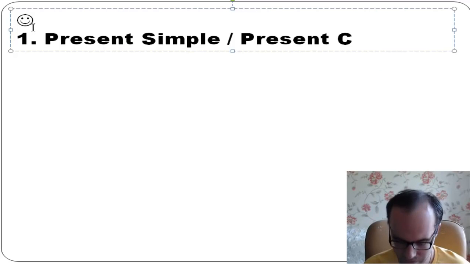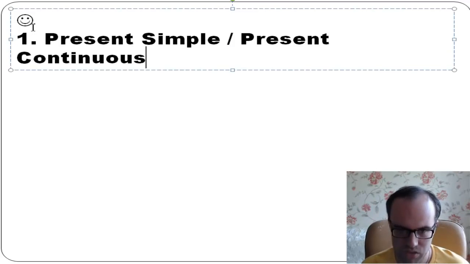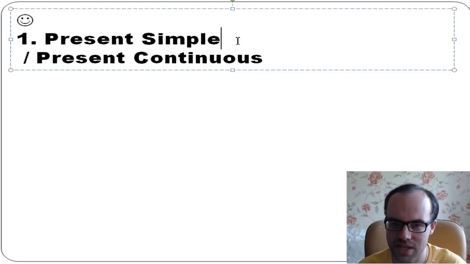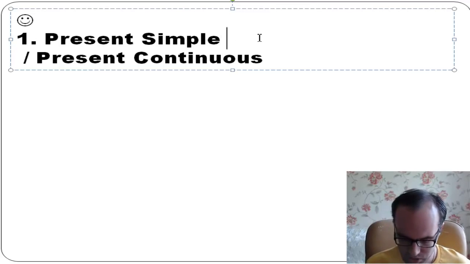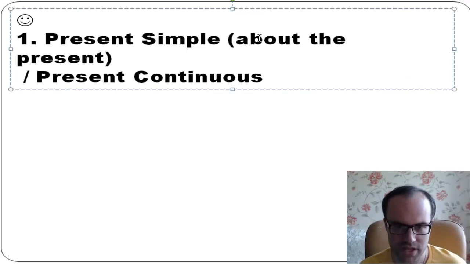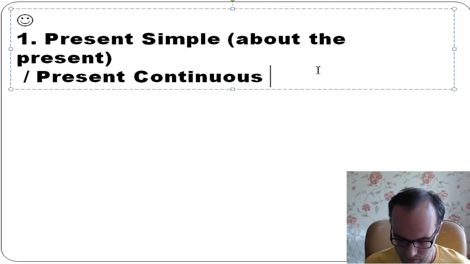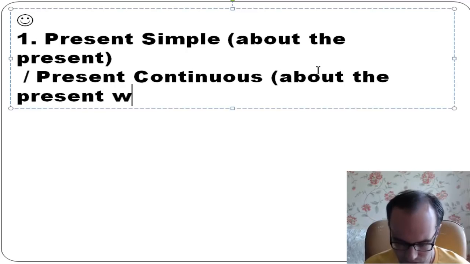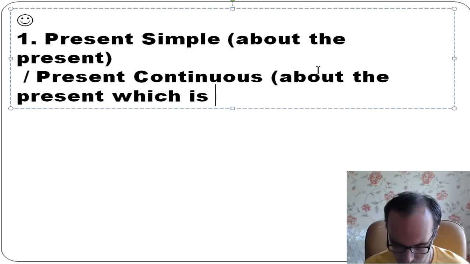Present simple and present continuous. Do you know the difference between these tenses? Present simple tells us about the present. And present continuous is also about the present, but which is now?